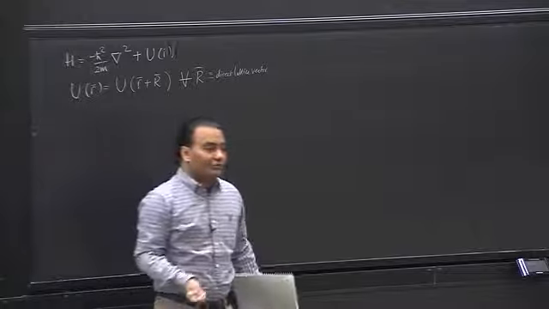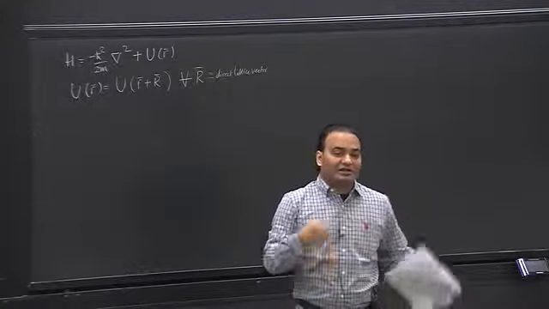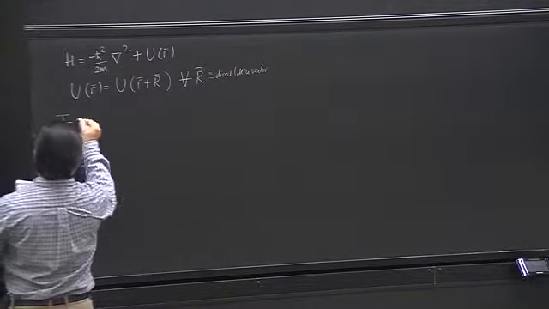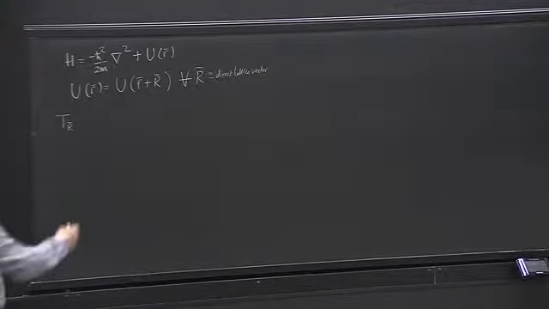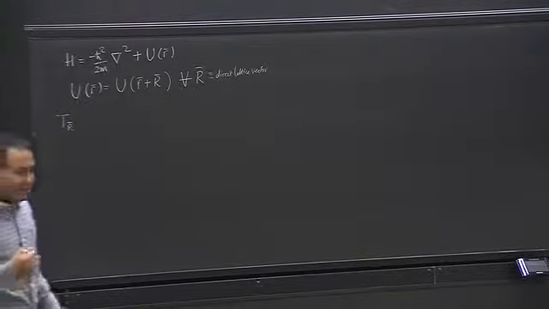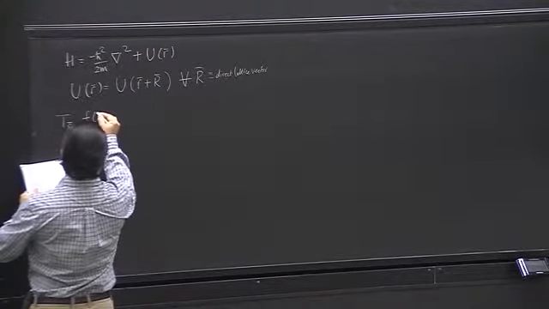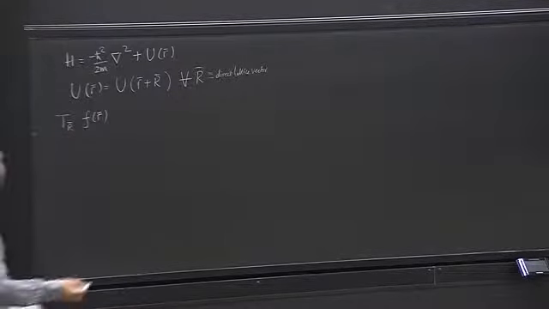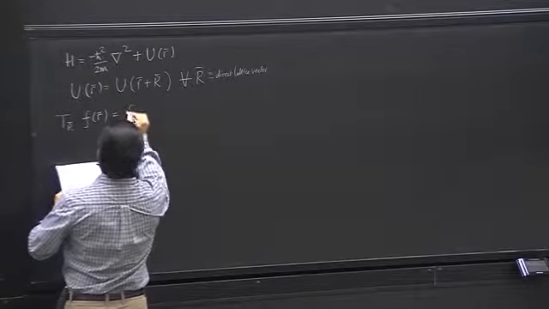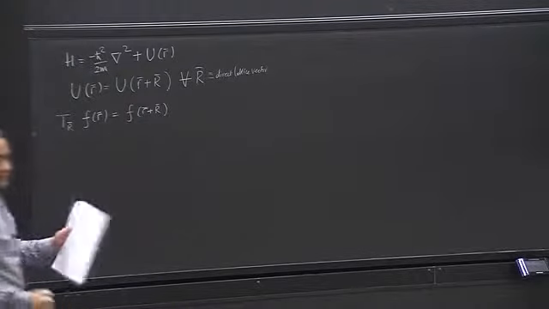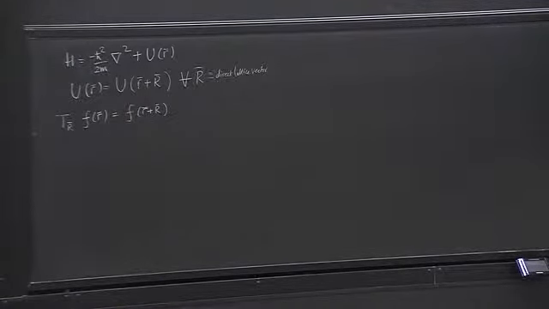Now, it is useful to define an operator which is called the translation operator. So let's define a translation operator T_R, which translates by the direct lattice vector R. So this T_R is the translation operator which acts on a function of coordinate r and it shifts the argument by the direct lattice vector R. So this is just a definition of the translation operator.